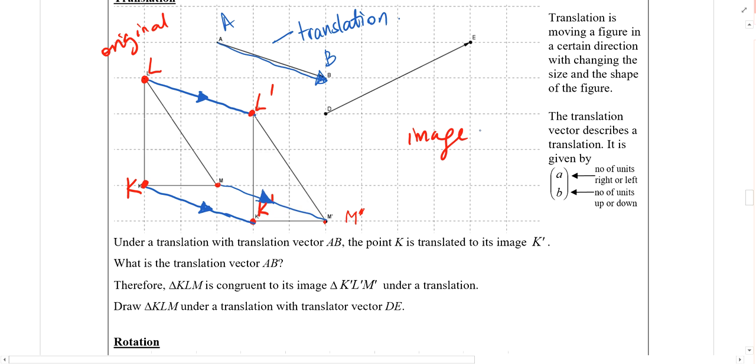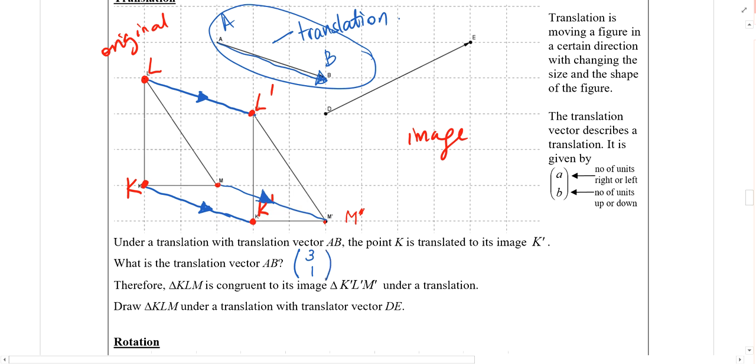So I need to be able to describe this translation very precisely. And how do we call it? Just now, how do we describe it? 3 units to the right and 1 unit downwards. So we will say the translation vector AB is just a name. We write it this way. 3 units to the right and 1 unit downwards, right?